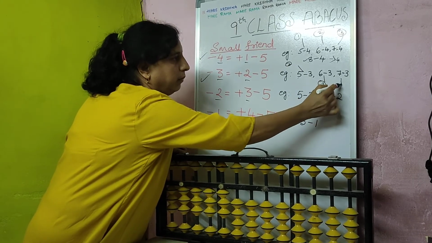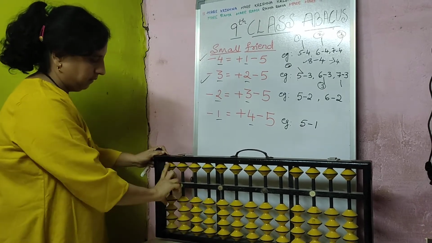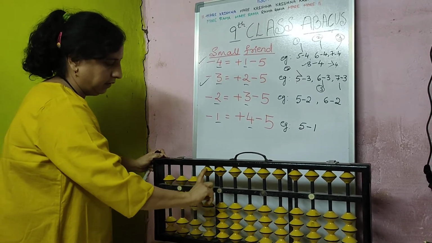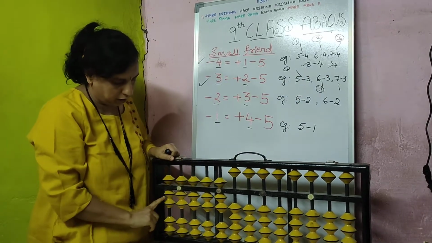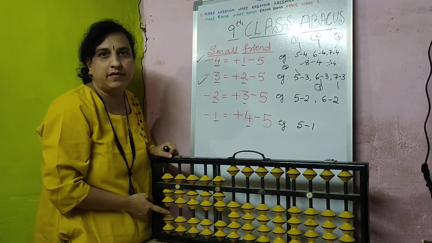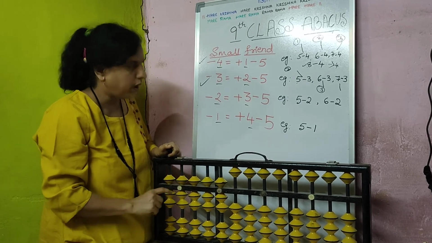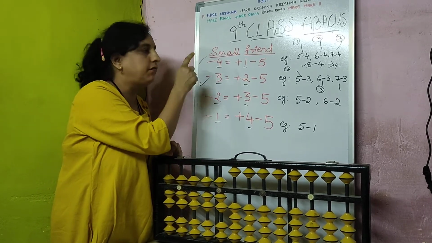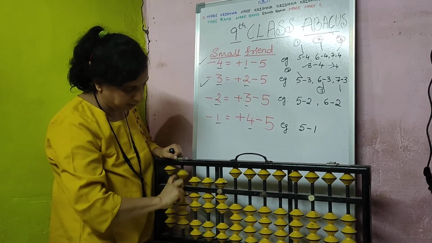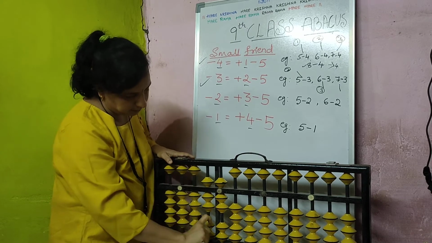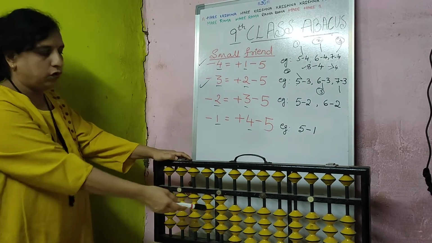Here this is 2. Now 7 minus 3 I will take. Again I cannot do minus 3 directly because one bead is less here. Otherwise I would have done minus 3 directly. So what do I have to do? Again I have to go for this minus 3 formula, that is plus 2 minus 5. So 7 minus 3 is 4. My answer is 4.